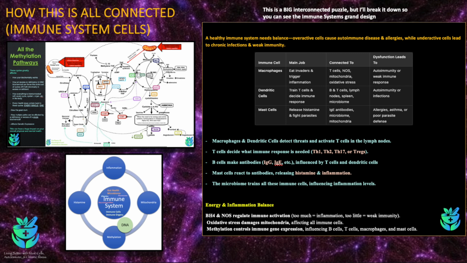Energy and inflammation balance. BH4 and NOS regulate immune activation. Too much equals inflammation. Too little equals weak immunity. Oxidative stress damages mitochondria, affecting all the immune cells and your methylation and your inflammation. Methylation controls immune gene expression, which influences B cells, T cells, macrophages, and even your mast cells.